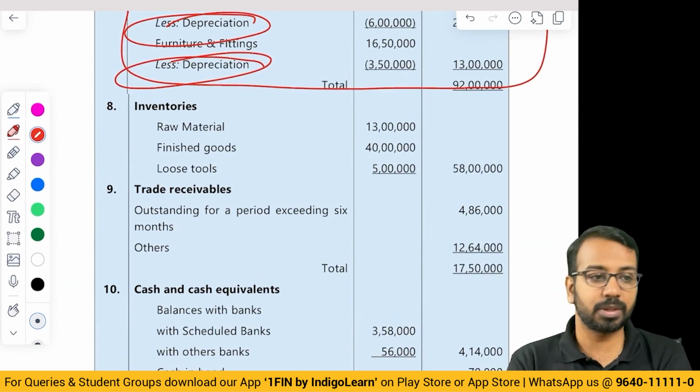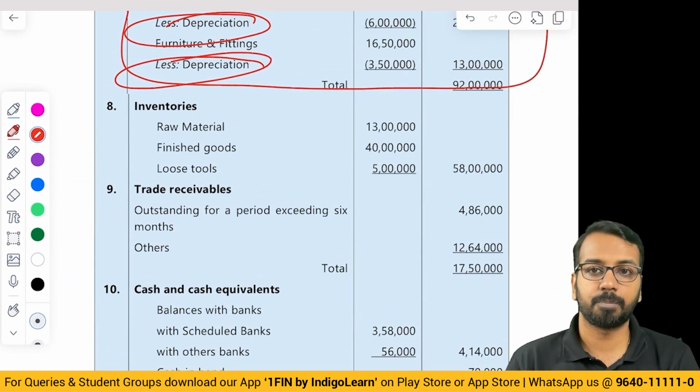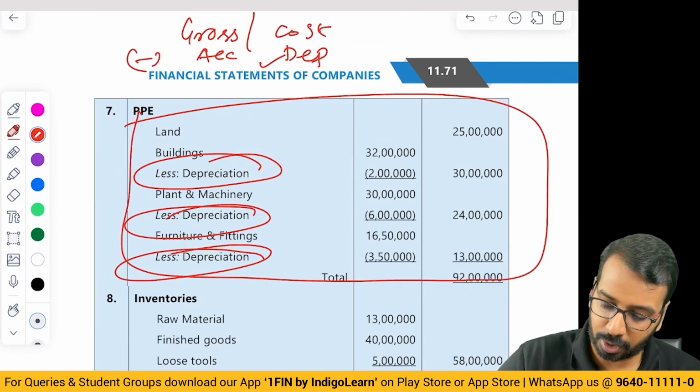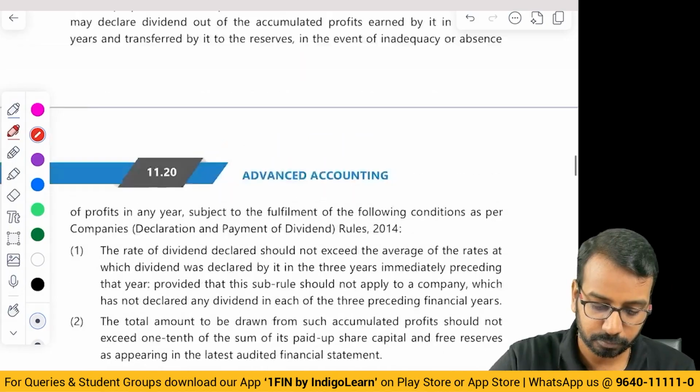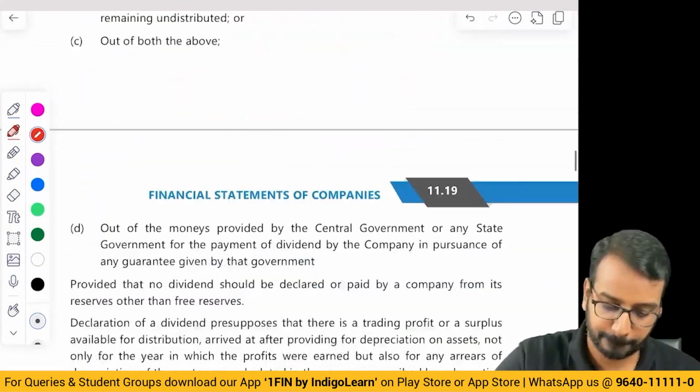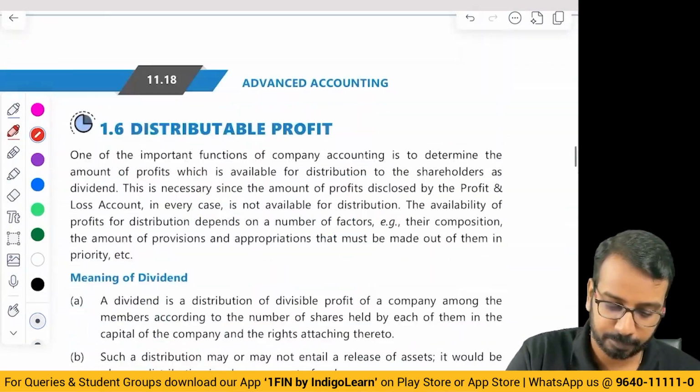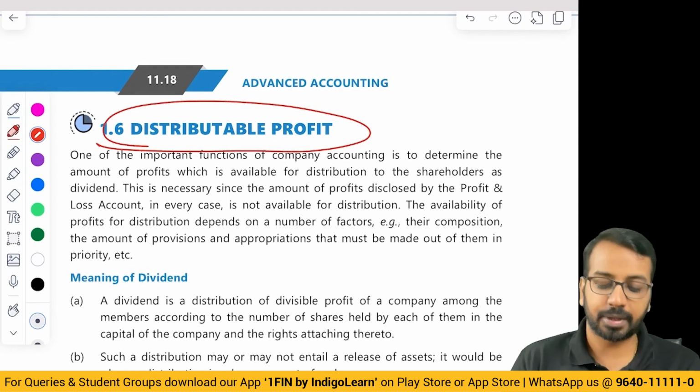So this is with respect to financial statements. Now, another important part of this particular chapter is distributable profit and dividends.